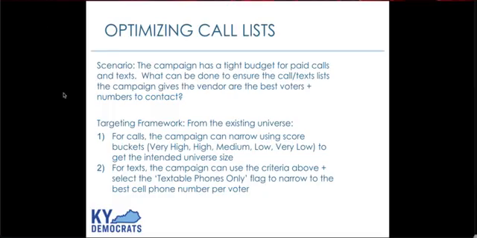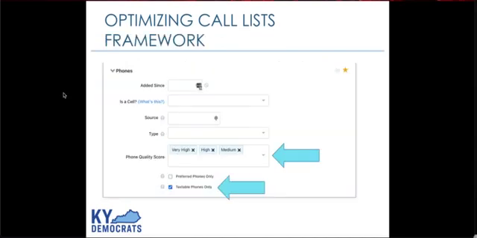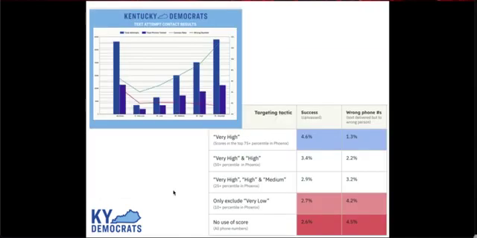So again, with these, we're just trying to optimize the call list, make sure we're reaching out to phone numbers that are more likely to result in a contact. And again, no matter what your universe is, as long as you go through this section under phones, you'll be able to narrow on phone quality and textable phone scores. And here, this is just an overview of what we actually mean by these scores, as well as how they've performed in Kentucky.